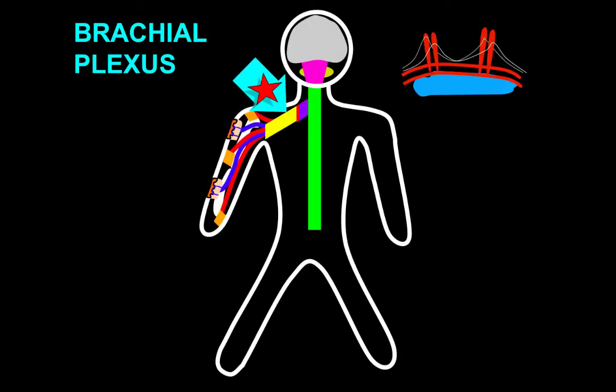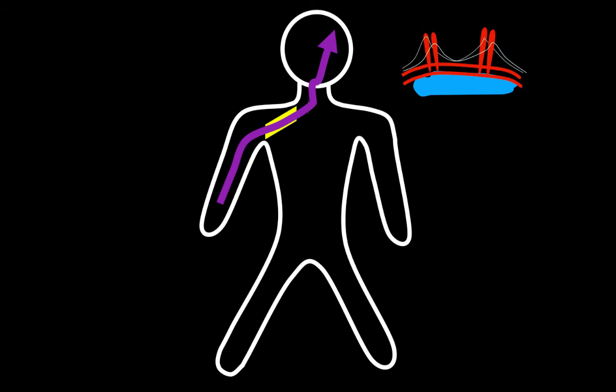The brachial plexus is the bridge between the nerves of the upper limb and the 5th cervical to the 1st thoracic spinal nerves. It allows information from the upper limb to reach the central nervous system, and the central nervous system to send commands to the upper limb. And that's the function of the brachial plexus.